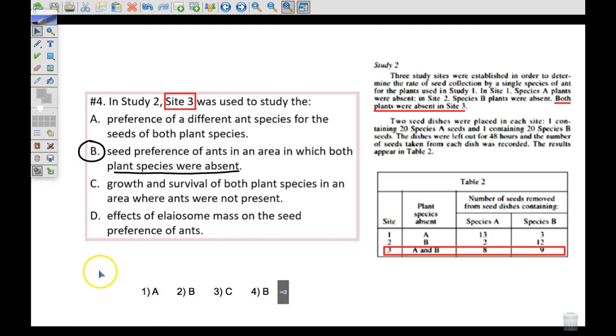To recap, our answers for this week's CPW are 1A, 2B, 3C, and 4B.